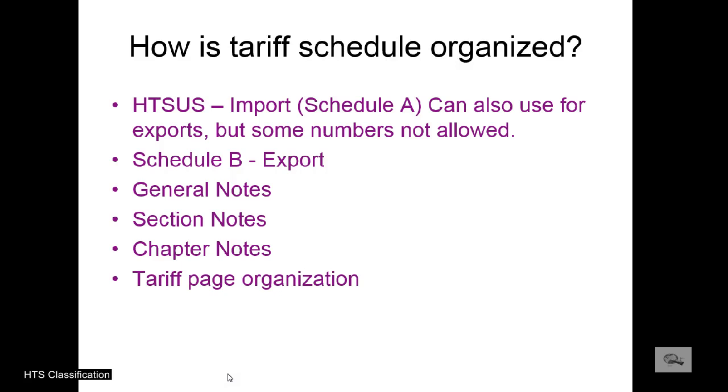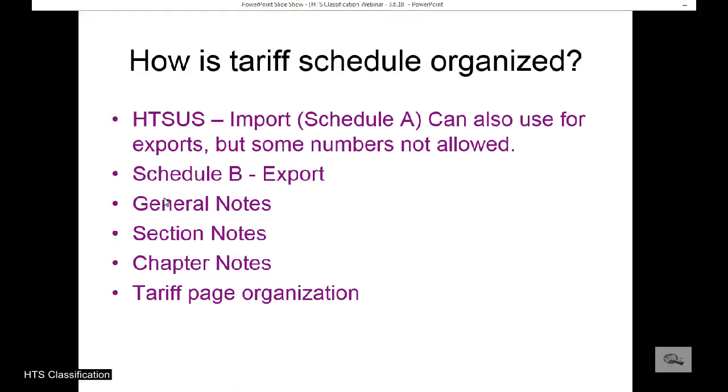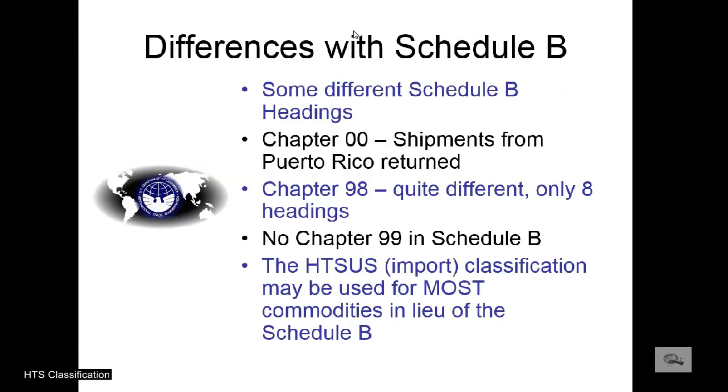The classification schedules A and B are organized in similar fashion. General notes in the beginning, then section notes. Within the section notes there are chapters. At the beginning of each chapter are chapter notes. The Schedule B has about 7,000 classifications, whereas the Schedule A has over 18,000. Most of the differences are accounted for in statistical differences, while some chapters in A are not in B.